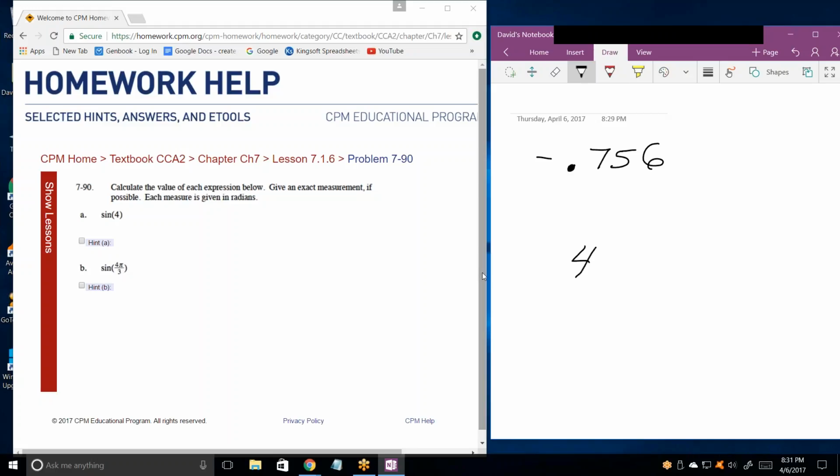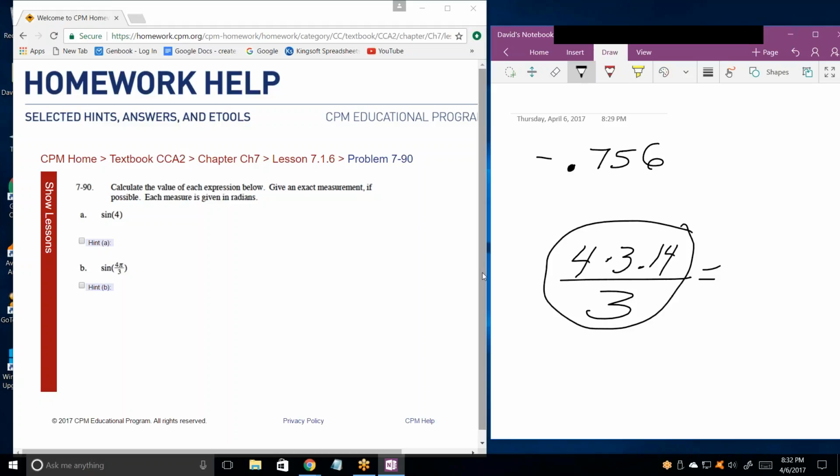Well, what is 4 pi over 3? 4 times 3.14, that's pi, over 3. That's going to be a little bit more than 4, right? What is that number right there? Just that. 4 times 3.14 all divided by 3. 4.186. Okay.